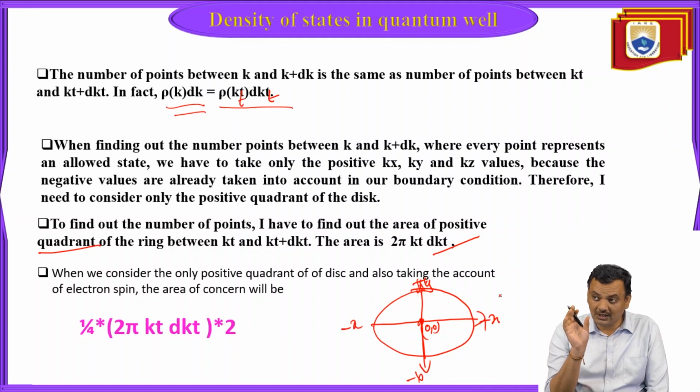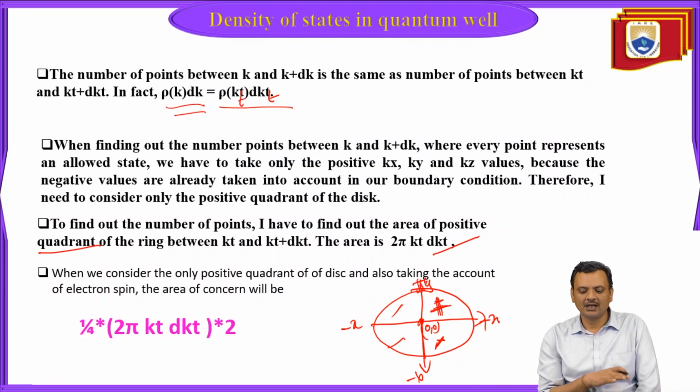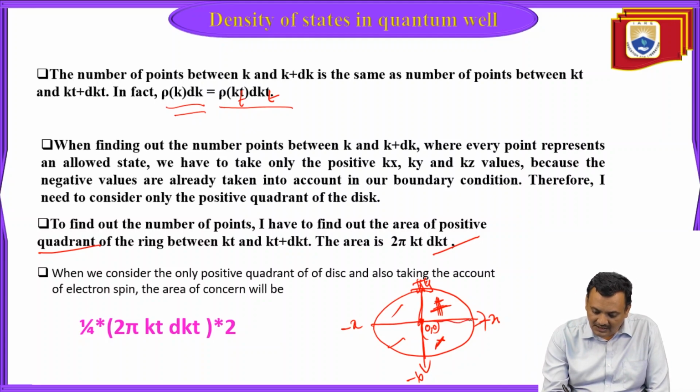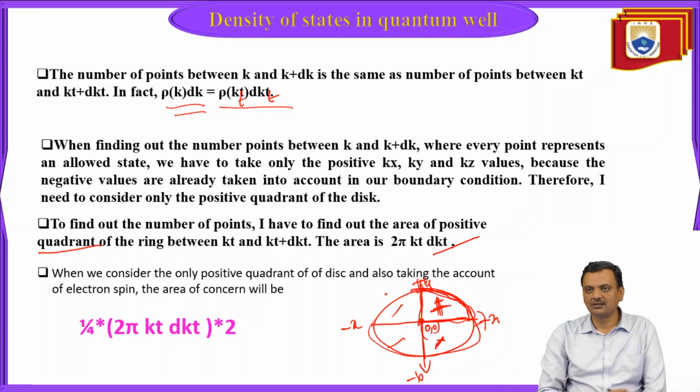So what will be the only positive value? This is the positive quadrant. In other regions, sometimes the x value will be negative, sometimes the y value will be negative, sometimes both x and y will be negative. This is the only region where both x and y will be positive. So that's why this is the positive quadrant, 1/4 of this whole region.